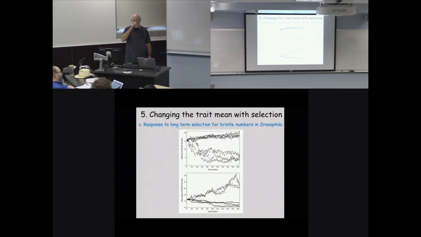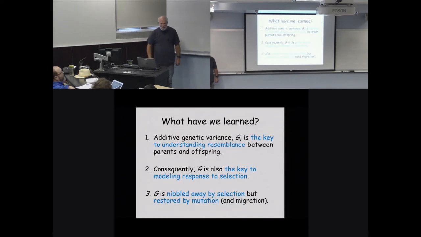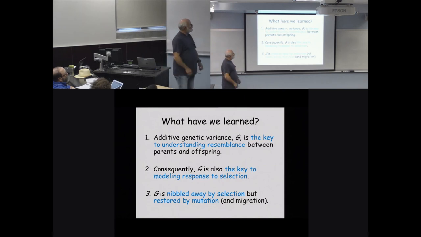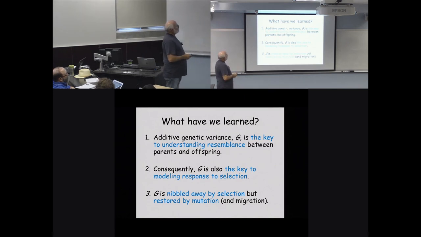All right, I think that may be my last slide. And indeed it is. Okay, so here are our takeaway points. Additive genetic variance, the key to understanding resemblance between parents and offspring. True for all intents and purposes. We've also talked about a little contribution from additive by additive epistasis. Because of that, what gets us from one generation to the next? Well, that's parent-offspring resemblance, as Galton correctly pointed out.